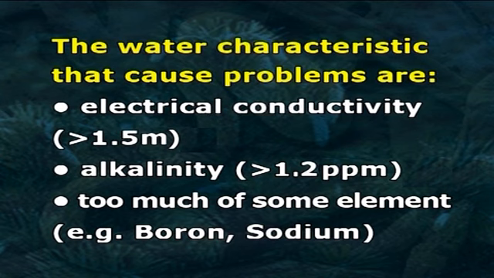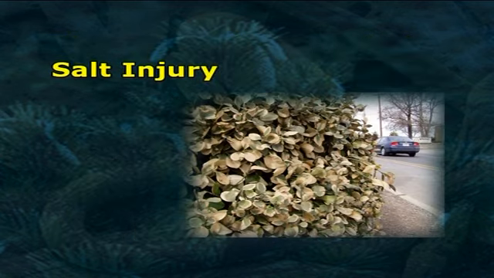Poor water quality is a common problem in arid areas of the country and with crops grown in containers. The water characteristics that cause problems are electrical conductivity greater than 1.5 millisiemens, alkalinity greater than 1.2, and too much of some element like boron or sodium. Let us now look a little in detail at salt injury.